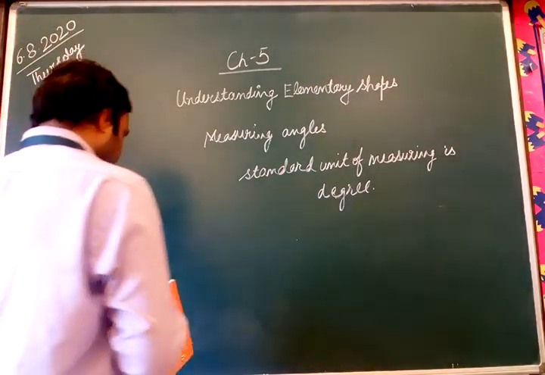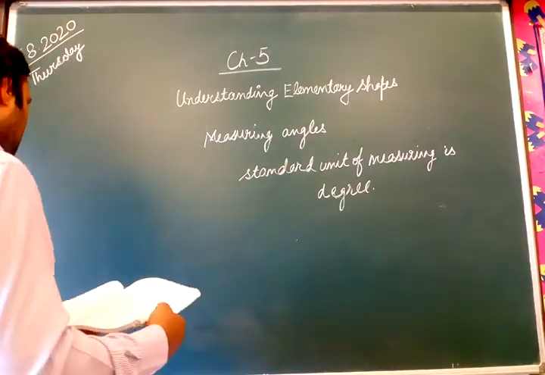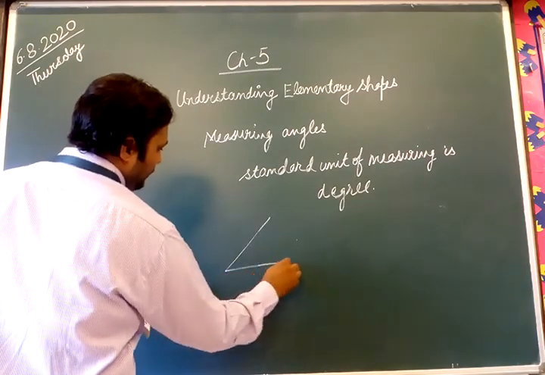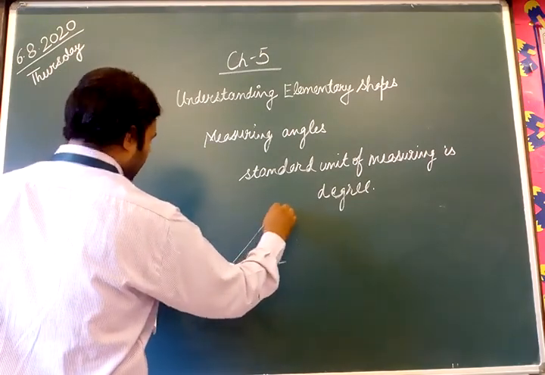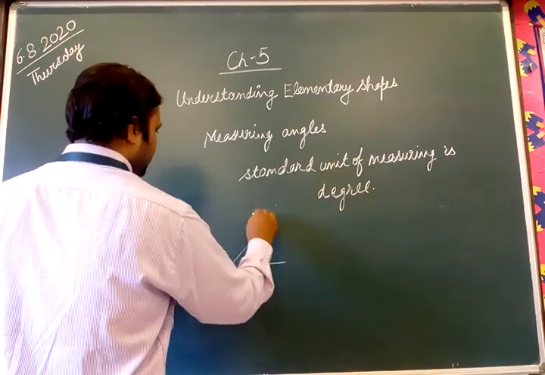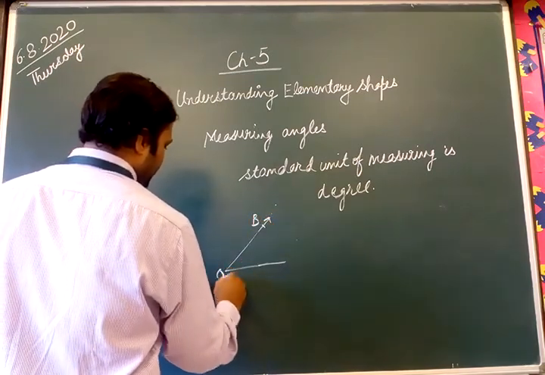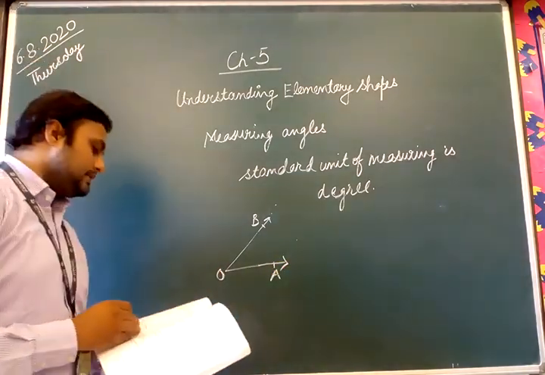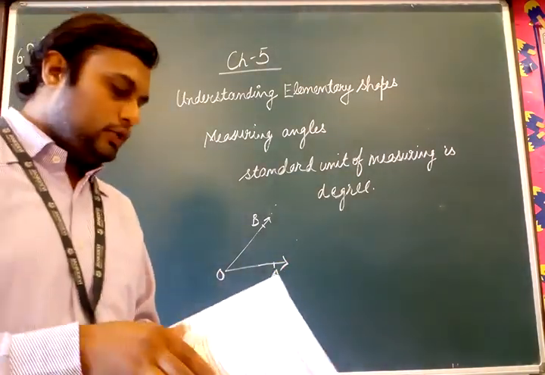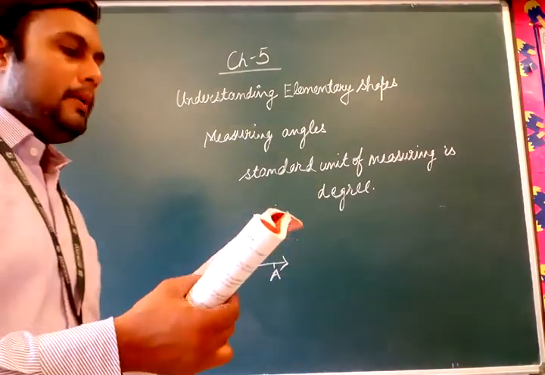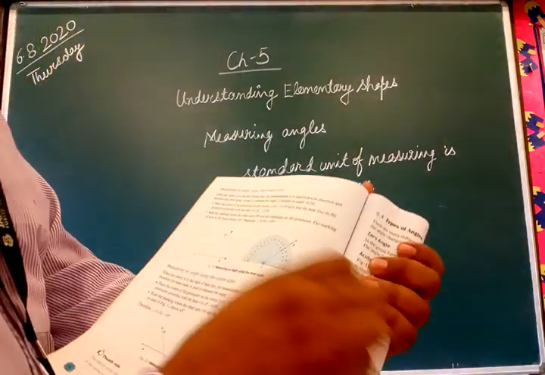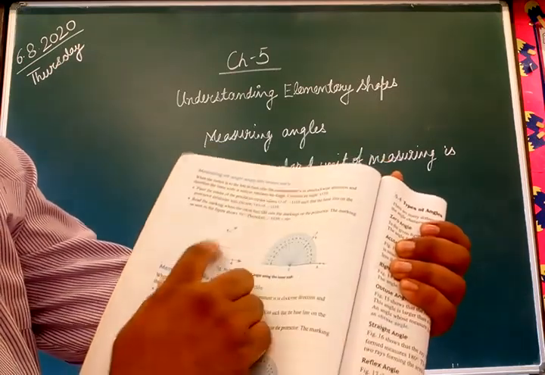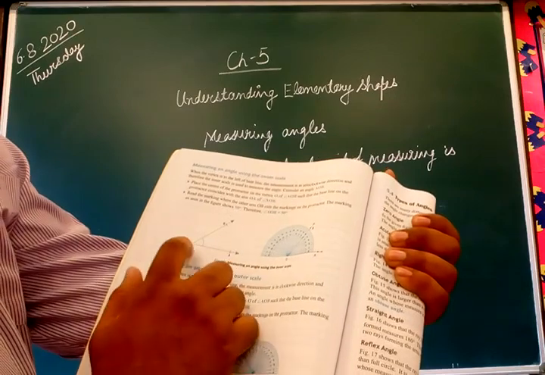So how can you measure the angle? Measure of angle through inner scale. Suppose an angle is there in front of you, angle AOB is there. You have to measure the angle. It is in the clockwise direction. This is the angle AOB.